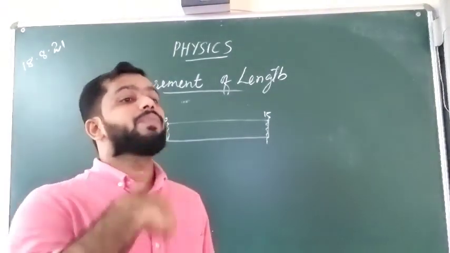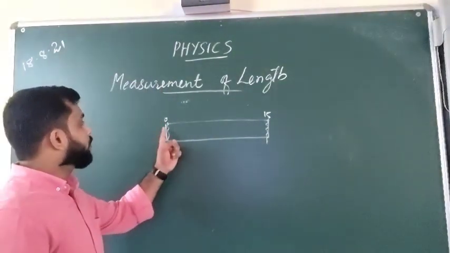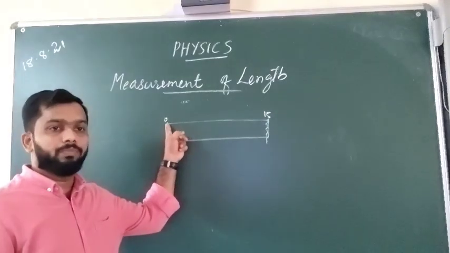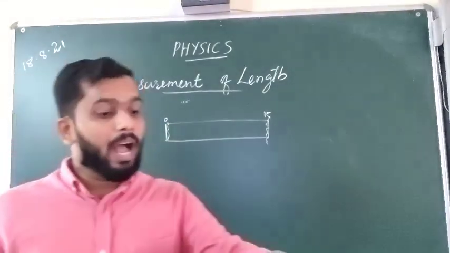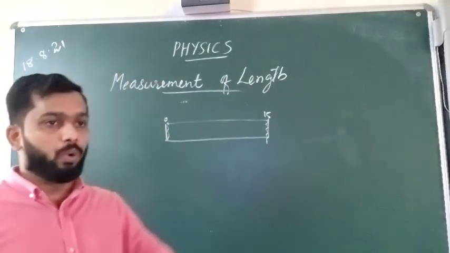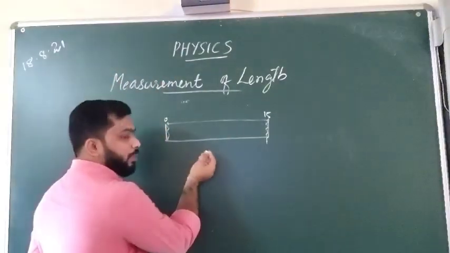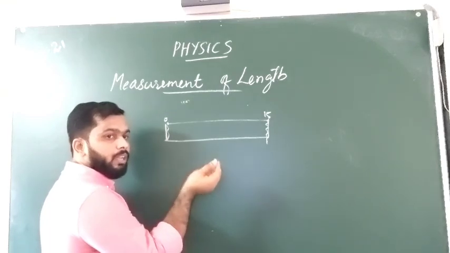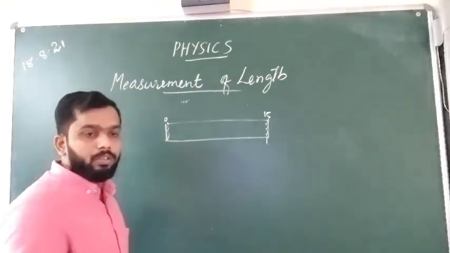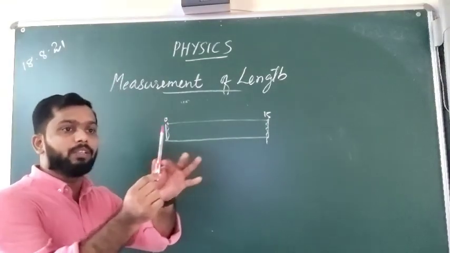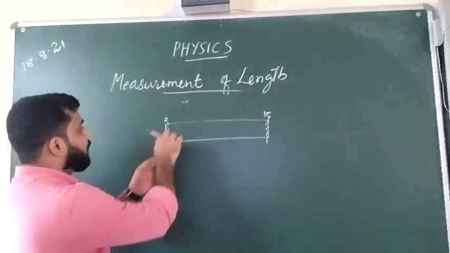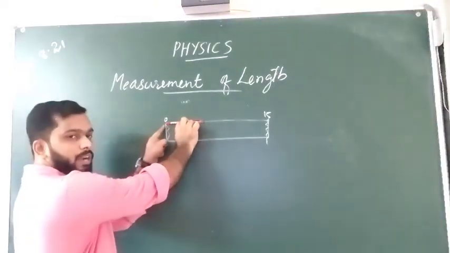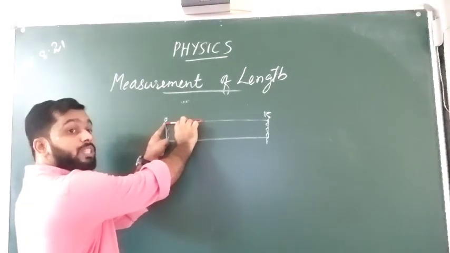So in that case, it is not better to start from 0. That's what we are telling: avoid using the ends of a ruler. Suppose I want to measure the length of my pen. Normally what we will do is take our pen and keep it on one side, at 0.